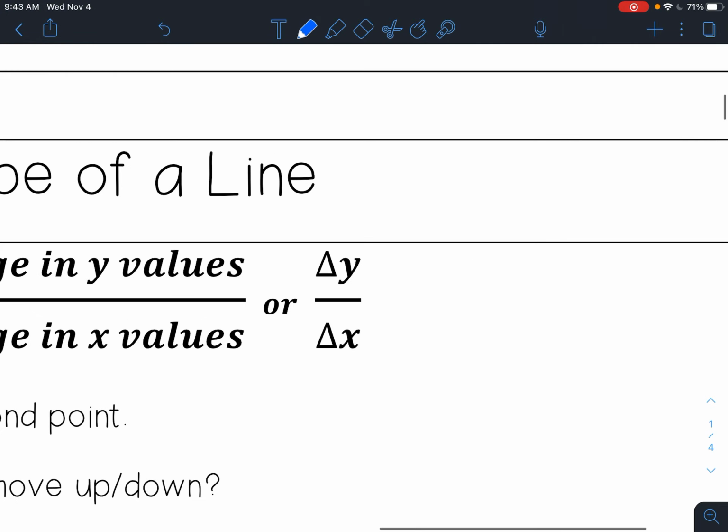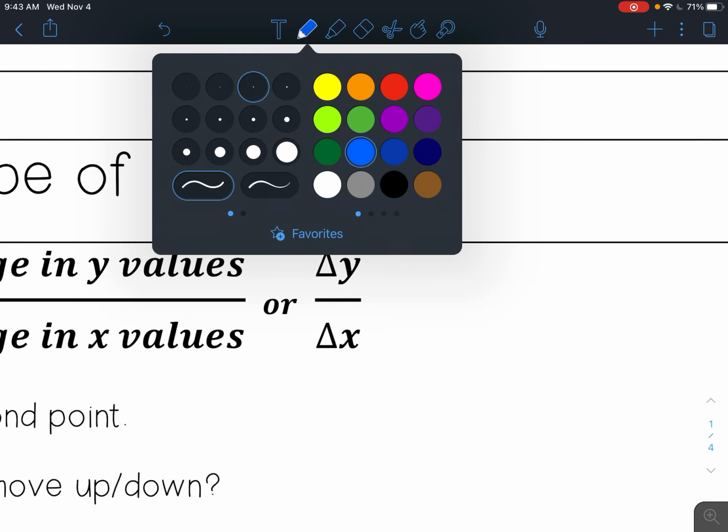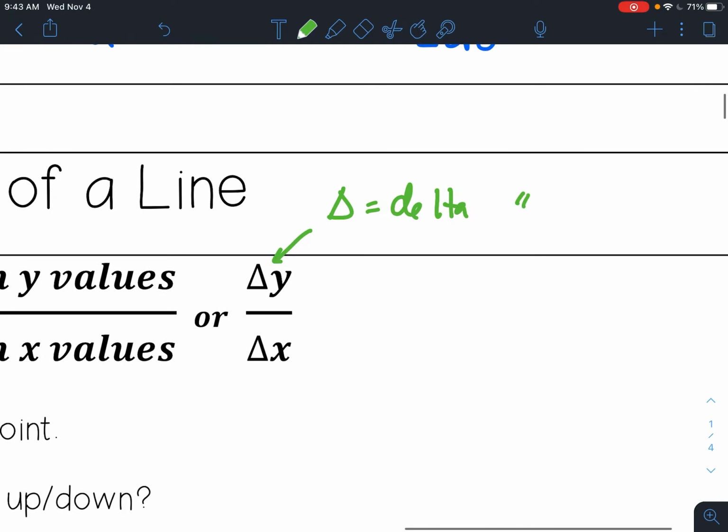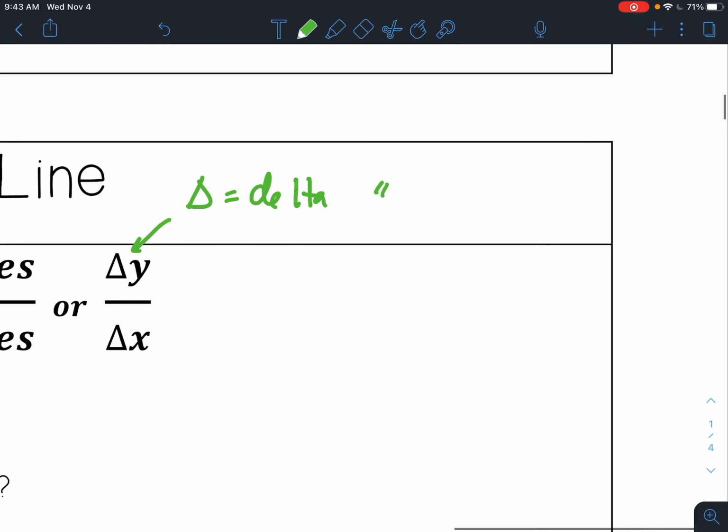This symbol right here, I'm going to annotate in green here. This symbol right there, that triangle, is the Greek letter delta. Delta. It's a shortcut that we use in math and in science, and it means literally the change in. So delta y is the change in y, delta x is the change in x.